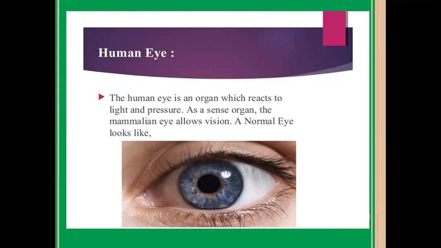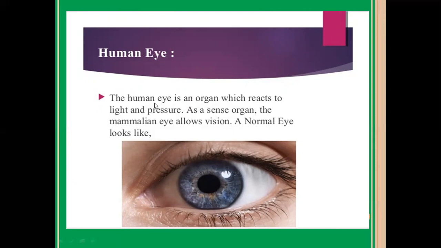What is a receptor? Receptors are the specialized cells, tissues, or organs which are specifically built to detect a particular type of stimuli, and are called sense organs or receptors. In this case, these receptor organs are eyes and ears. Today we will discuss the eye.